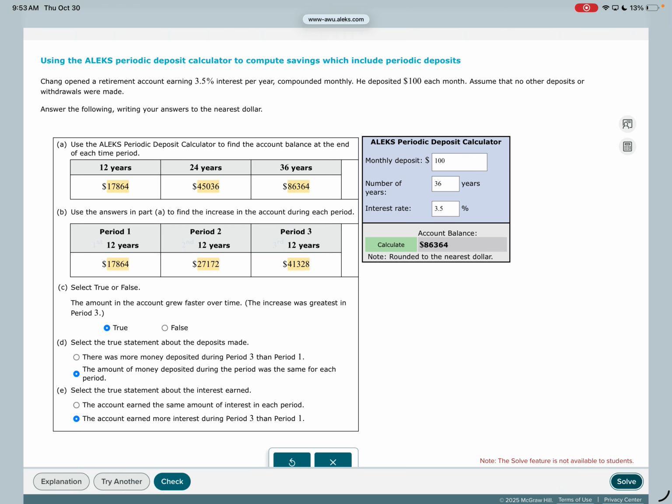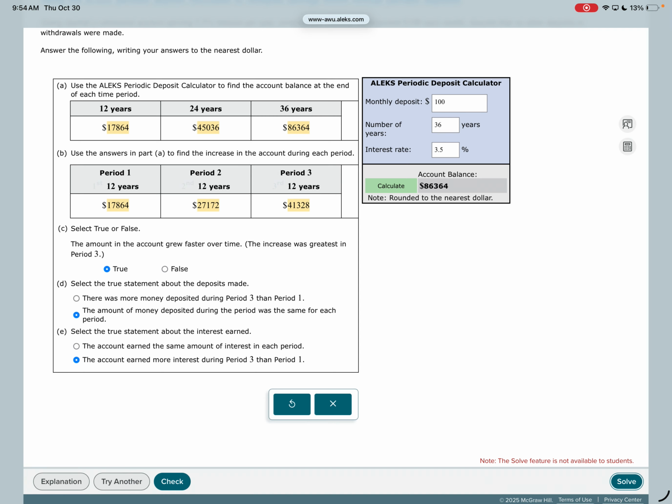What happens here is after 12 years, he has $17,864 in it, right? Over the next 12 years, he doesn't get an additional $17,000. He is making money on the money that's making interest, so he actually gets an additional $27,000 instead of $17,000. You would think every 12 years you're going to get the same amount, but since you're compounding on the interest, you get 17,000 the first 12 years, then 27,000 the next 12 years, and then 41,000 the next 12 years. To see that money compound and double up is one of the things we'll talk about on Tuesday.